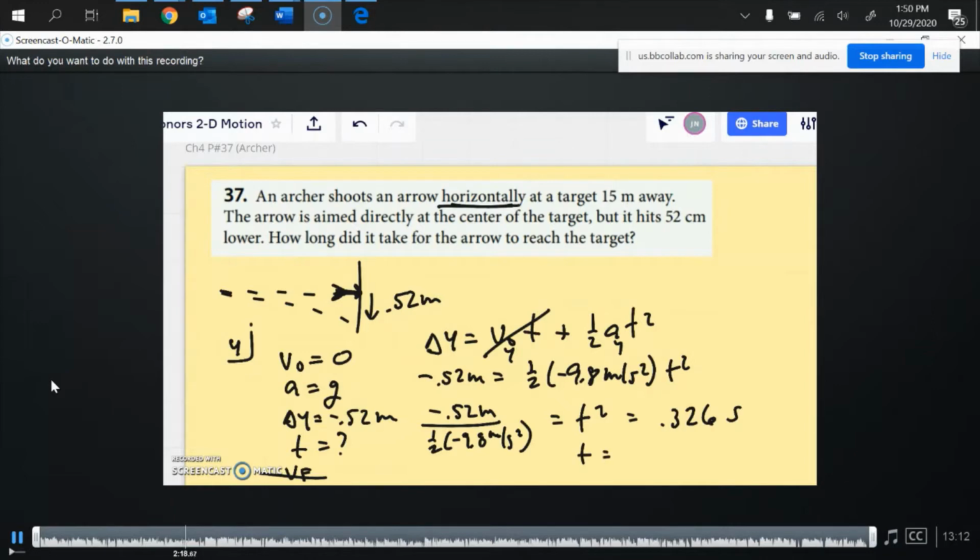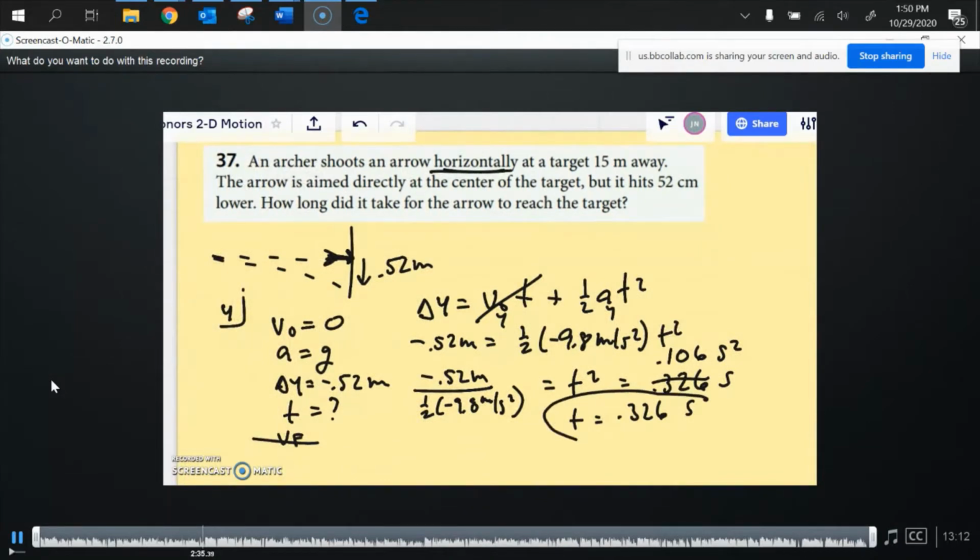When I do that, I end up getting 0.106 seconds squared. And then once I take the square root, I get 0.326 seconds. And so that's how long it takes for the arrow to reach the target.